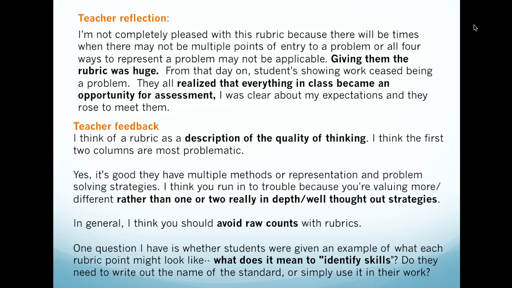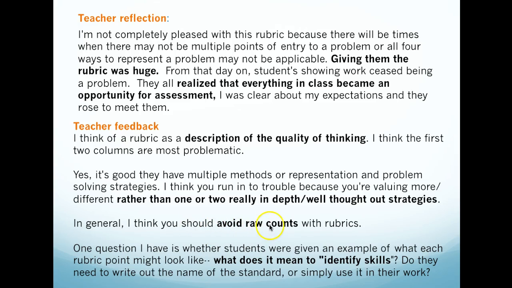So some of her colleagues gave her some feedback, and one of them said, I think of a rubric as a description of the quality of thinking, and those first 2 columns that were very quantitative were most problematic because it really didn't talk about quality of thinking, it just talked about numbers. And then another person replied, it's good to have multiple methods of representation. I think you're in trouble because you're valuing more different rather than 1 or 2 really in-depth, well thought out strategies, so maybe it wasn't specific enough.